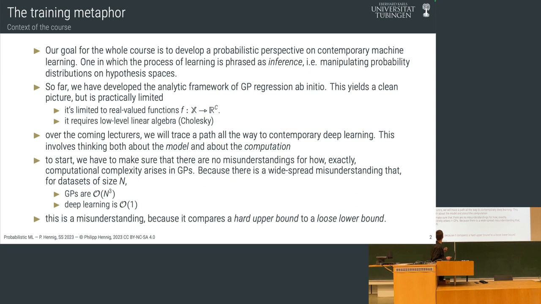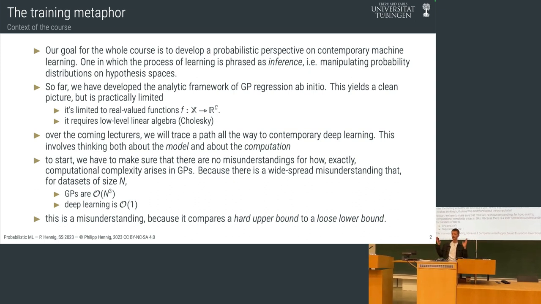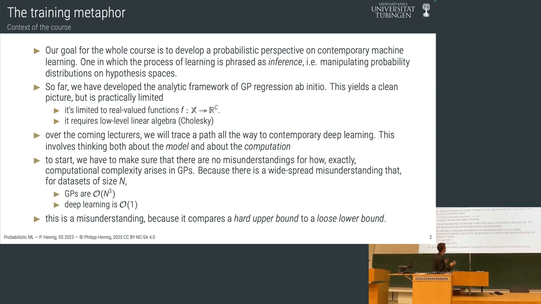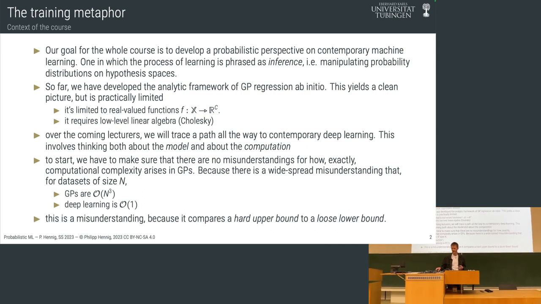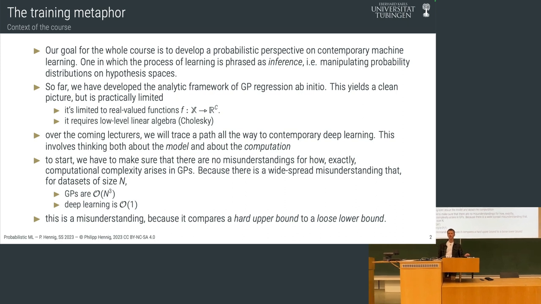So the point of this entire course, for me, if I had to put it into one sentence, is to develop a probabilistic perspective on contemporary machine learning. It's actually two sentences. One in which the process of learning is phrased as inference. That means manipulating probability distributions on hypothesis space. This is what I would like you to think about. So there's all of machine learning, there are these algorithms that take in data, and they use it to refine a model. And that process can be thought of as computing posterior distributions.